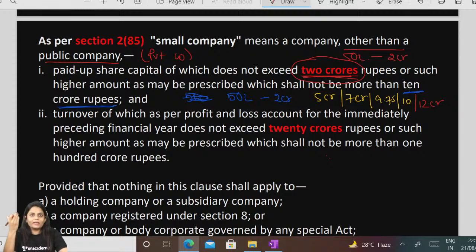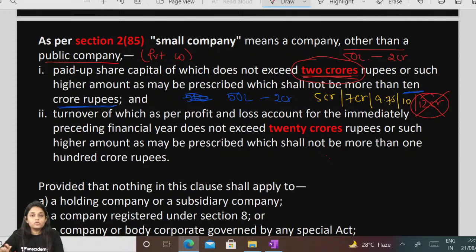Exactly, they can increase, no problem, but the maximum power of increase is how much? 10 crores, right? The maximum power of increase is 10 crores. You cannot do more than that. Did you understand this? I guess it's clear to everyone.